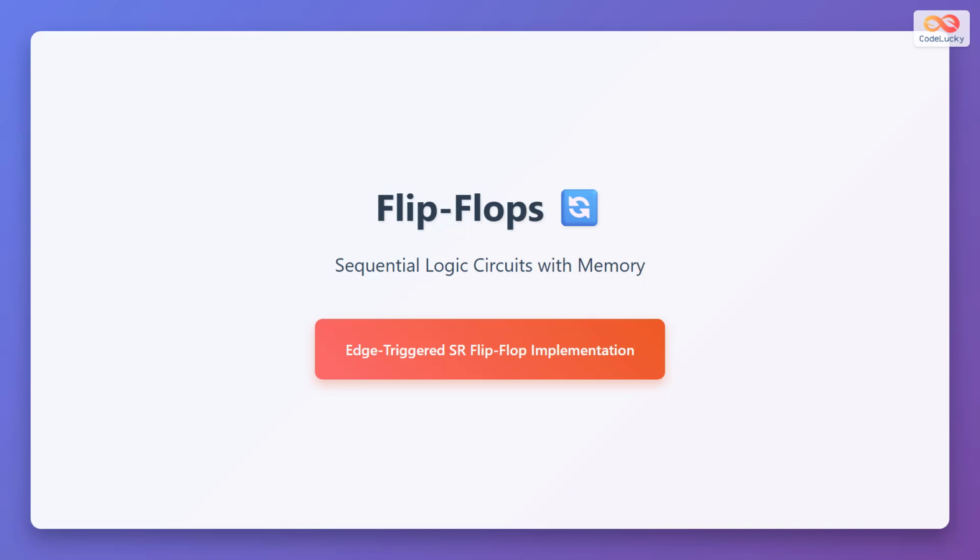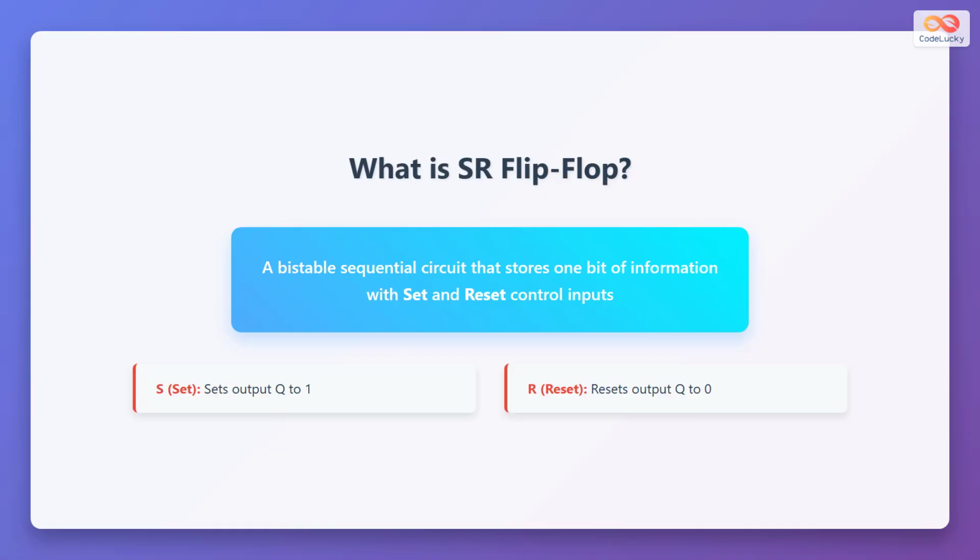Let's dive into the world of flip-flops, sequential logic circuits that have memory. Today, we'll focus on the edge-triggered SR flip-flop implementation, an essential building block in digital electronics. So, what exactly is an SR flip-flop?